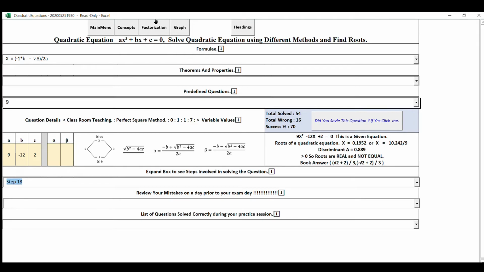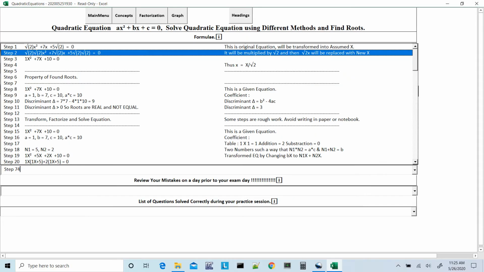Okay, let's go back to factorization again. Now, so we have covered graph method, we have covered formula method, we have looked at properties, we have looked at square method. Now come back to last type of sum, assumed x. What does that mean? Now let me straight away show you the steps. What do you mean by you have to assume x?